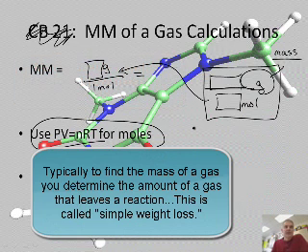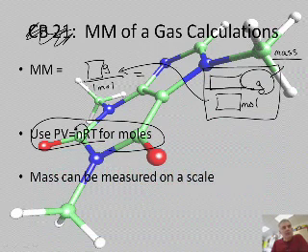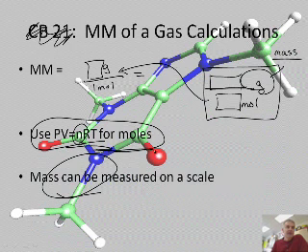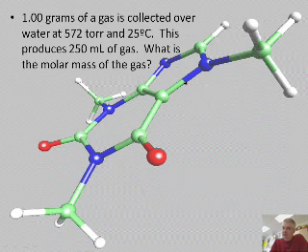And to find moles, you're going to use the ideal gas law, PV equals nRT. And of course, n stands for moles. Mass can be measured on a scale, and we can measure moles using the ideal gas law equation. So it's really pretty easy. So let's do an example. 1 gram of a gas is collected over water. Now, when we say over water, we've got to play that water vapor pressure game that we talked about earlier, and it produces 250 mL of gas. What is the molar mass of the gas?